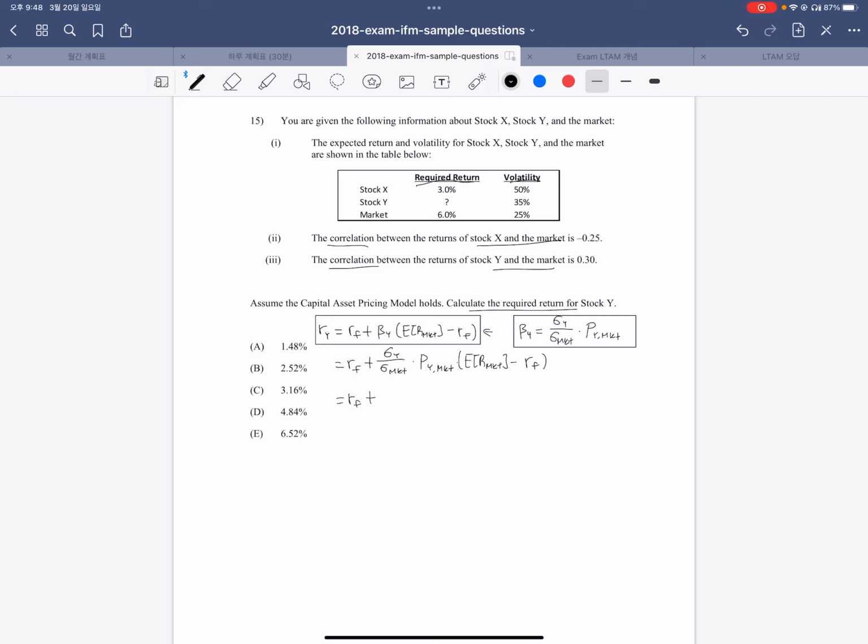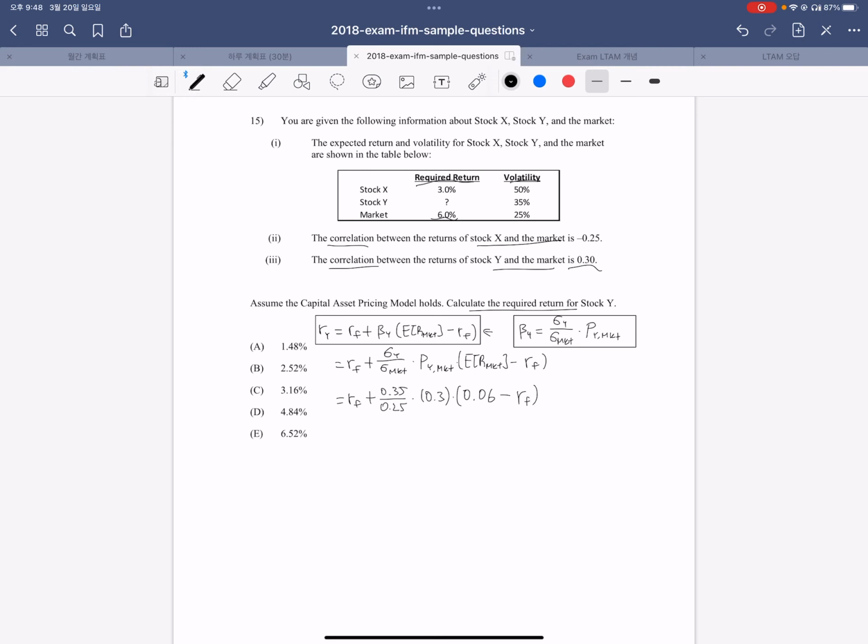And we can substitute volatility of Y with the given value, 0.35. And we're also given the volatility of the market is 0.25, and the correlation of Y and the market is 0.3. And multiply this by the expected return of the market, which is 6%, so 0.06, minus risk-free interest rate.